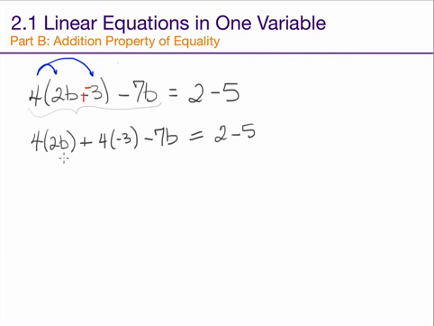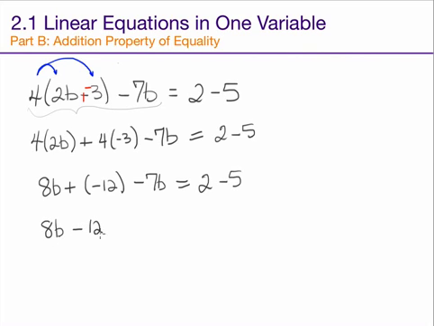I could use the associative property here to rewrite this piece. In fact, that's what I'm going to be doing, but I'm not going to rewrite it. I'm just going to think 4 times 2 times b is 8b, plus 4 times negative 3 is negative 12, minus 7b so I don't forget, equals 2 minus 5. So I've done all my multiplication. Let's go back and change this plus a negative to minus 12.